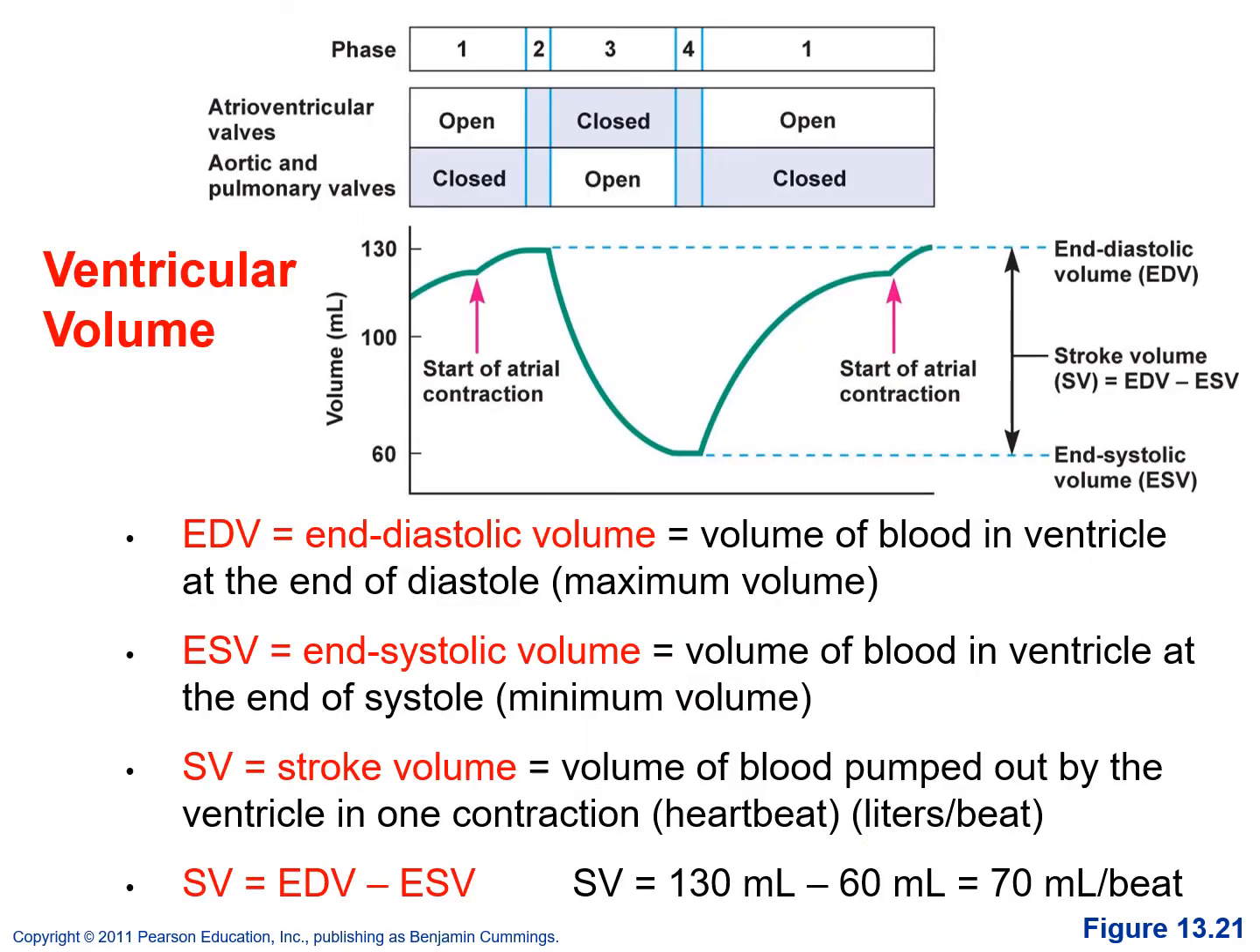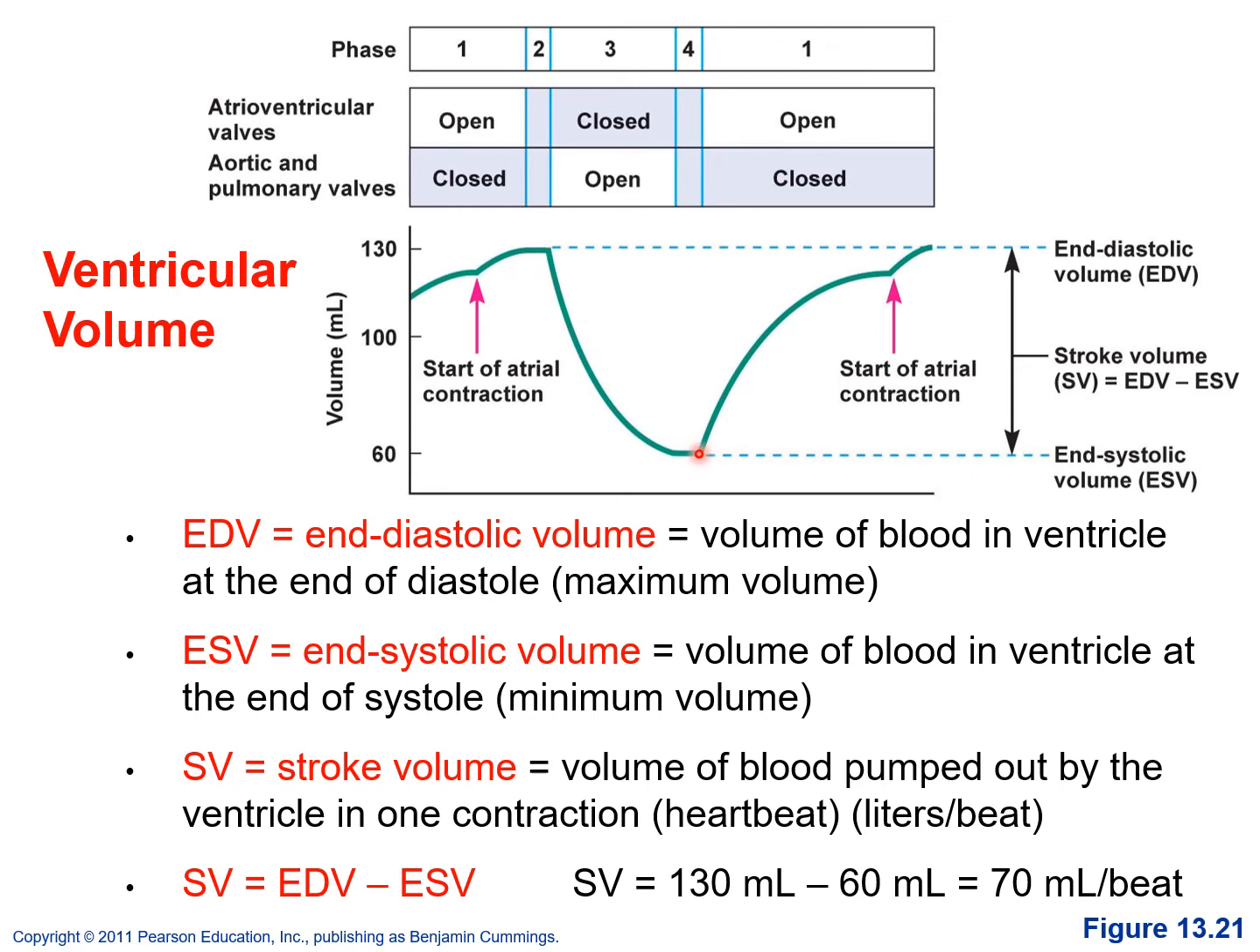This graph is also really important to know, so make sure you star this one too. It's showing you the volume of blood that's in the ventricle. So at the end of diastole, at the end of ventricular filling, the end diastolic volume, that's the highest amount of blood that's in the ventricle. And then at the end of systole, at the end of contraction, this is our end systolic volume.